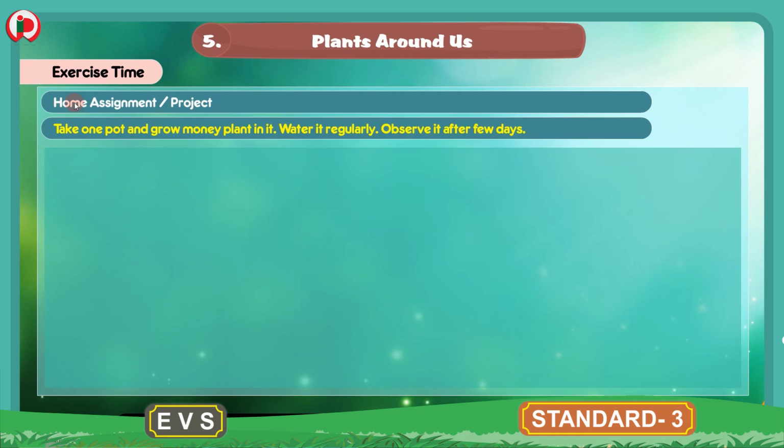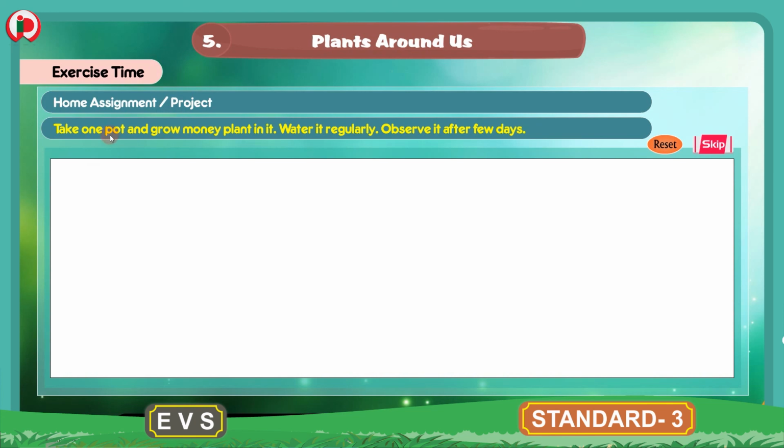The next section here is home assignment / project. So the activity given here under home assignment is: take one pot and grow a money plant in it. Water it regularly. Observe it after a few days. Children, in home assignment, the activity is to take one pot with mud and soil in it and grow a money plant in it.